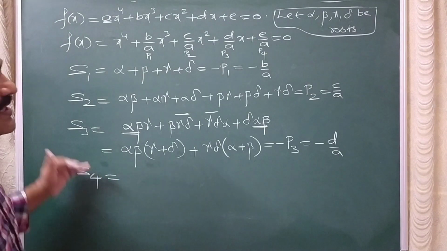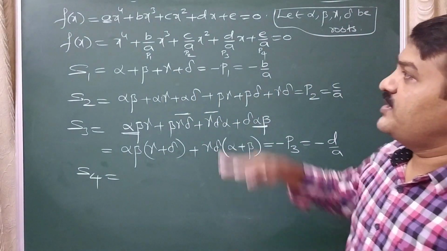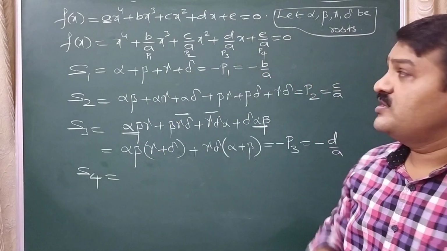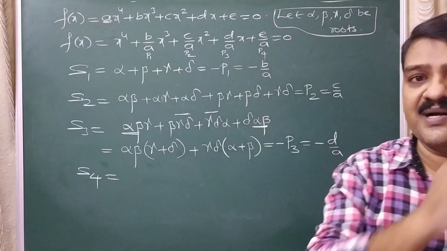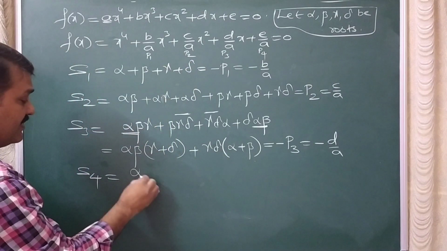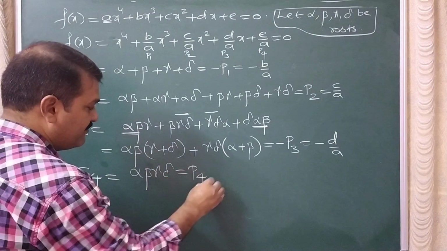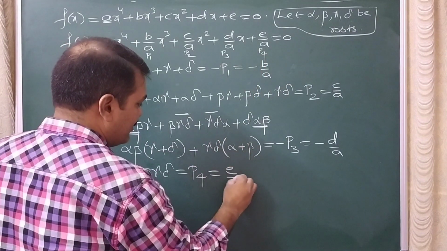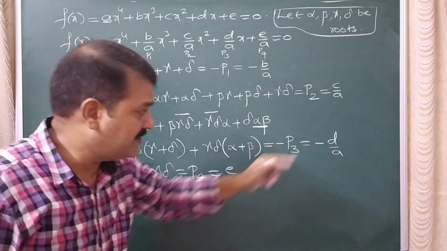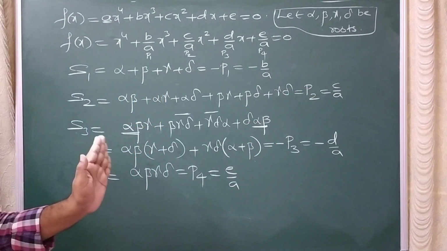Come to S4. Already we discussed that whenever you have 4 roots, S4 will be the product of roots. Whenever you have 3 roots, S3 is the product of roots. 4 roots, S4 is the product of roots. You have 5 roots means S5 becomes the product of the roots. So S4 is taken 4 at a time. That means alpha beta gamma delta. What is the S4 formula? P4. And P4 is E by A. You can clearly see that for odd suffix we are taking minus sign. For even suffix we will not take minus sign.